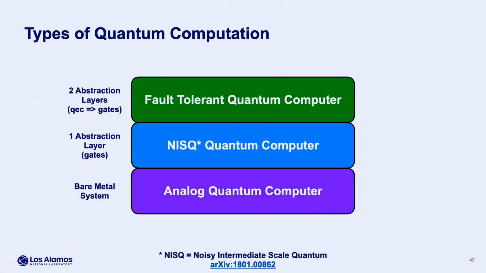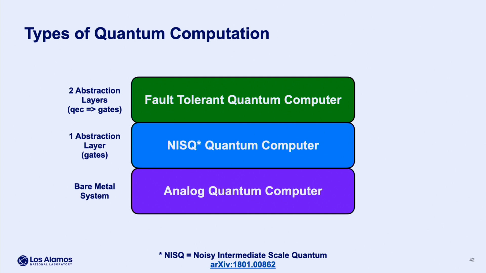That was all just the mathematical model of quantum computation, but we have real quantum computers. At the broadest level, there are 3 types of quantum computers that are available or in the works. At the lowest level, we have analog quantum computers, and this is like the bare metal of the system. You're programming a quantum mechanical physics device directly.